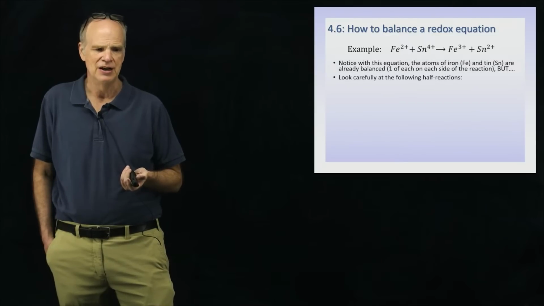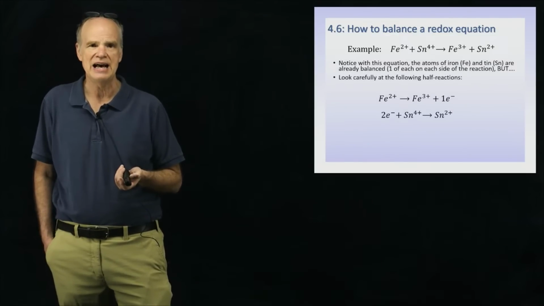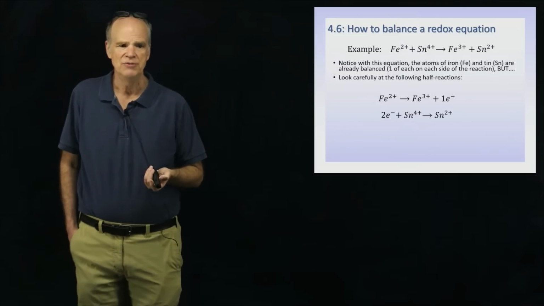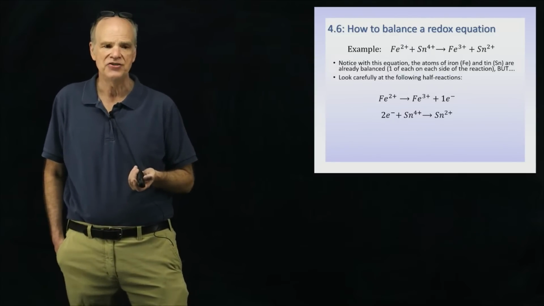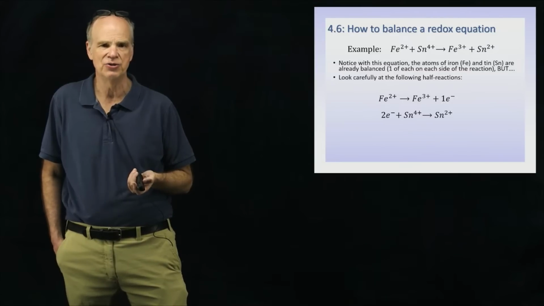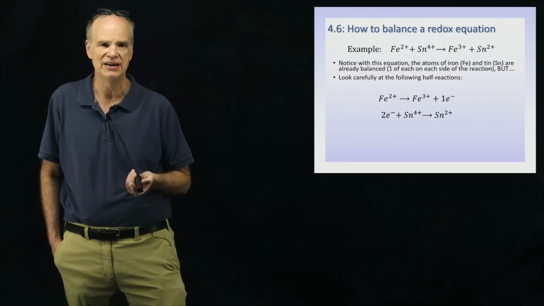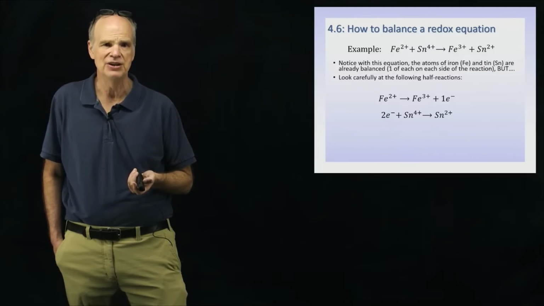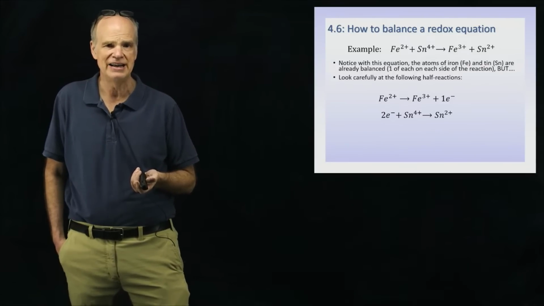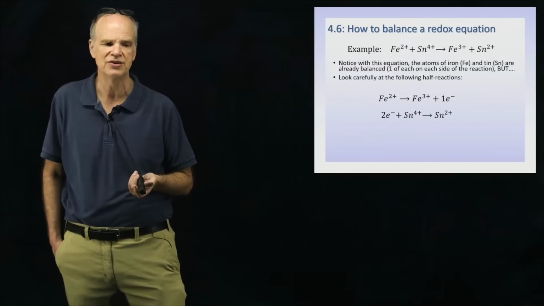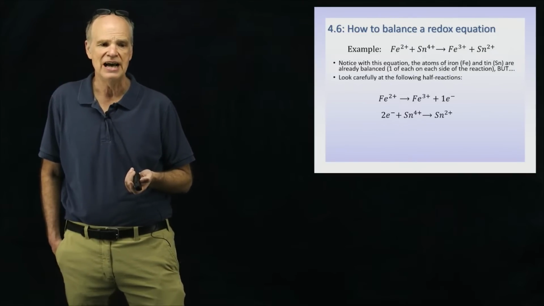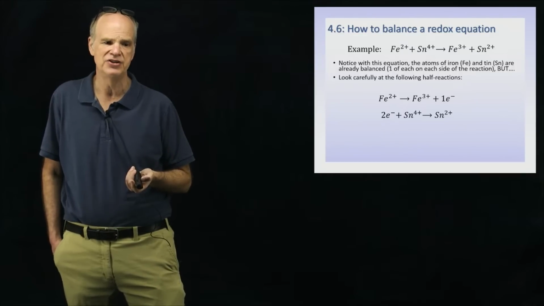Let's look carefully at the half reactions here. One half reaction is where we're following the oxidation of iron. We're going from iron 2 plus ion to iron 3 plus ion. In order for that to happen, the iron 2 plus ion is losing an electron, so we write plus 1 electron there. Now, if you look at the other reaction, the tin reaction, that is a reduction reaction.